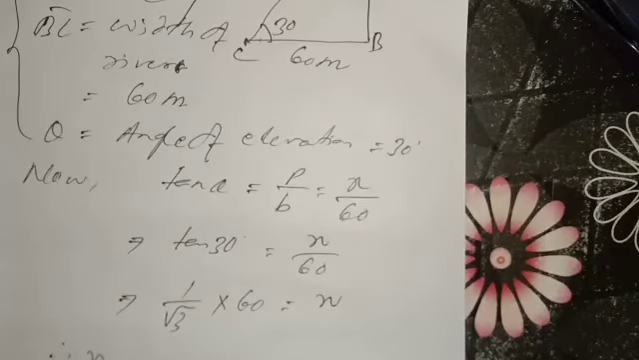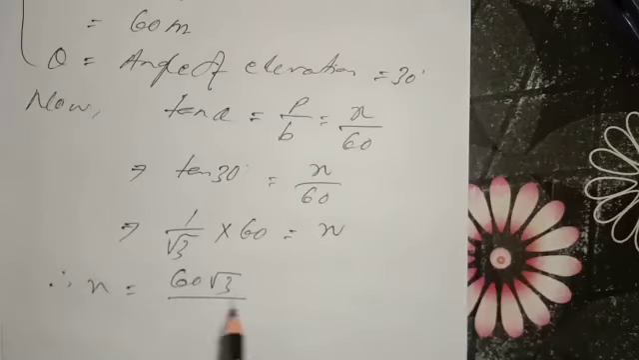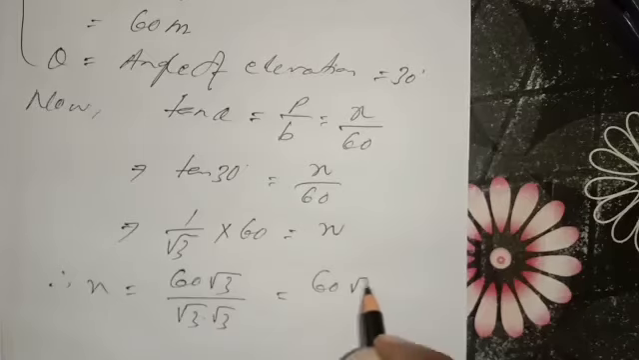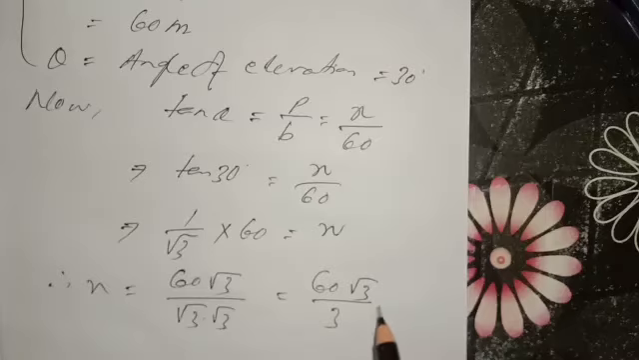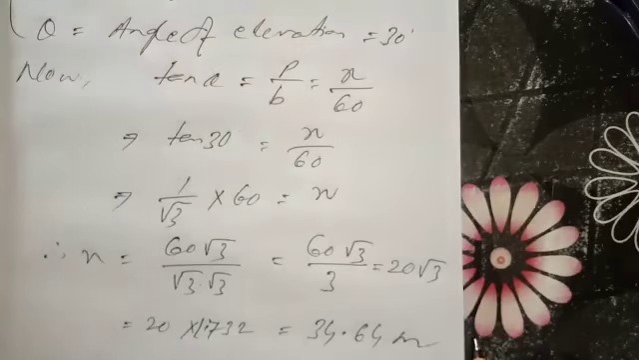Therefore, x is equal to how much? You have to rationalize the denominator: 60 root 3 by root 3 into root 3. That is 60 root 3 by 3. It is coming 20 root 3. 20 root 3 means 20 into 1.732. If you multiply, you will get 34.64.